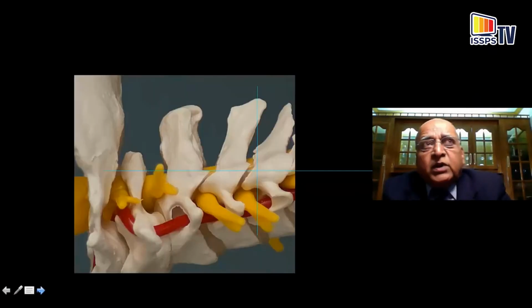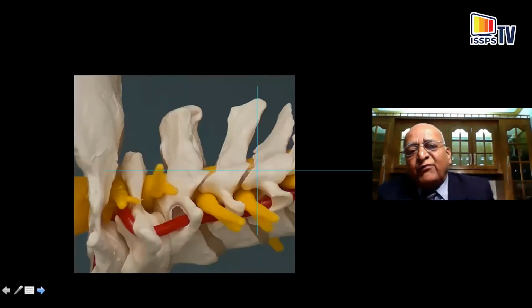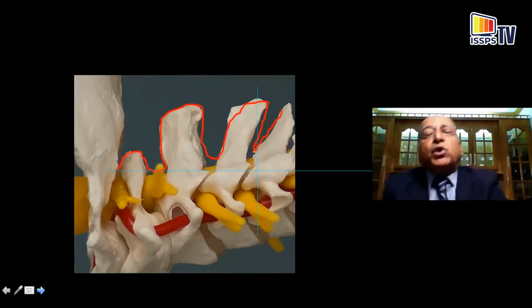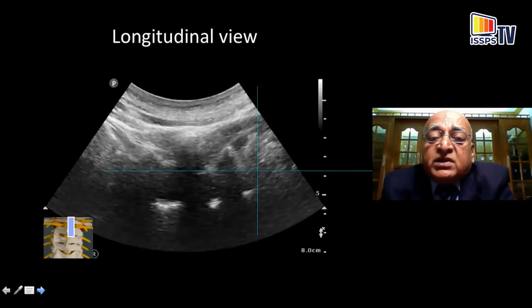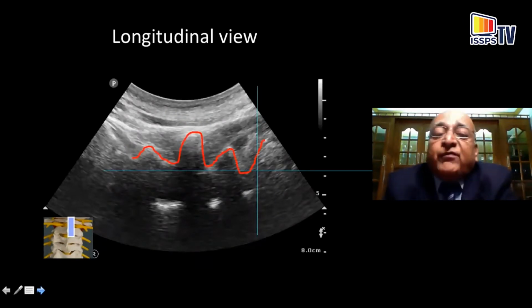That was a transverse view. Now, when you want to look at the longitudinal view, this is a skeletal model. If you were to draw a line over the bony outlines, this is how it's going to look. And if you take this particular red line and put it onto an ultrasound image, this is how it's going to look. And this is your correlative sono anatomy. This is your occiput, the C1 spinous process, and the C2 spinous process, which is much longer or taller, and the C3. These are the posterior longitudinal ligaments, and this is your CSF and spinal cord.